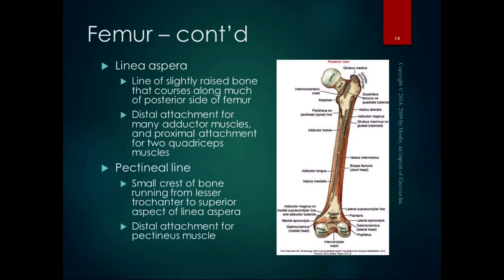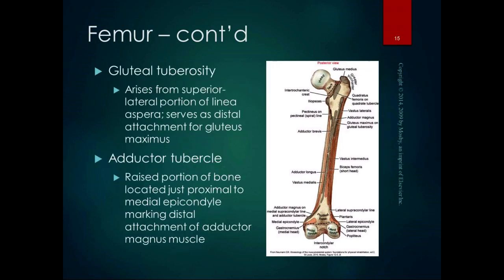Of course, these aren't palpable because they're under all those big muscles. It's the distal attachment for the pectineus muscle, though. So it's interesting to note that the pectineus goes from the anterior part of the pubis to the posterior part of the femur. So that gives it a line of pull for a lot of different things, and we'll talk about that when we talk about the individual muscles.